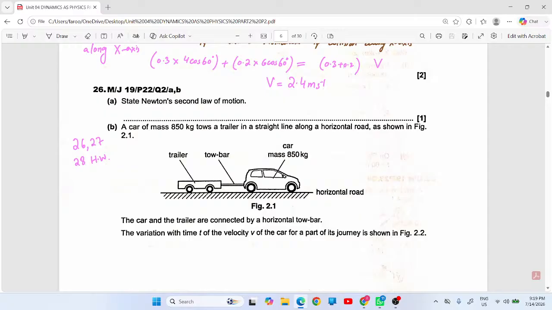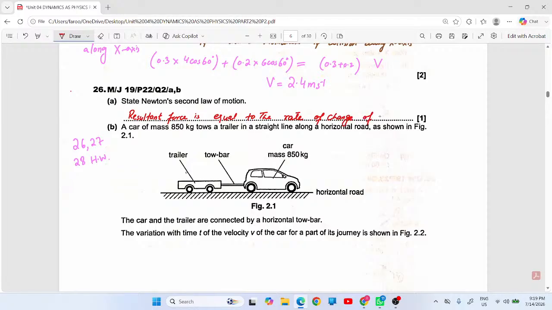Resultant force, rate of change, is equal to rate of change of momentum. The resultant force is proportional to the rate of change.